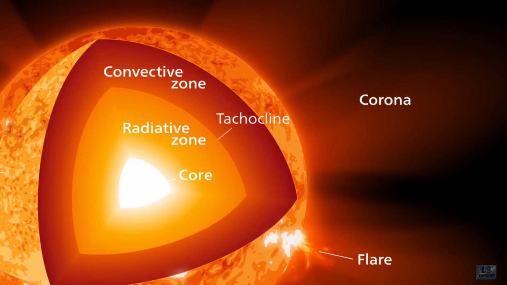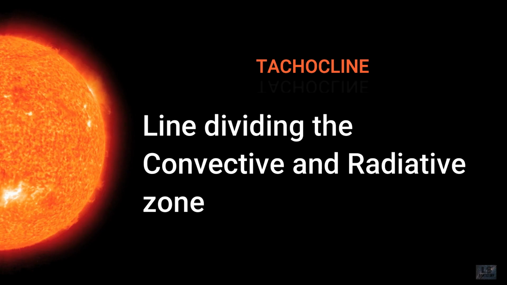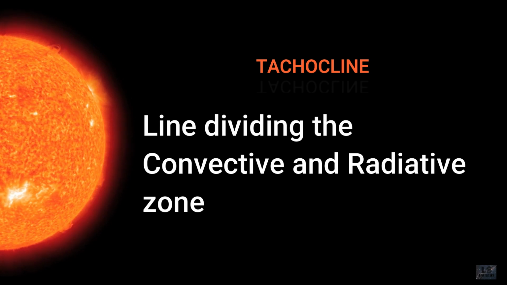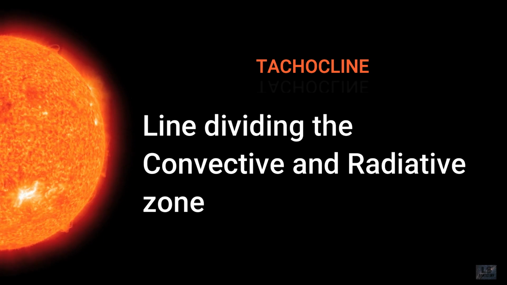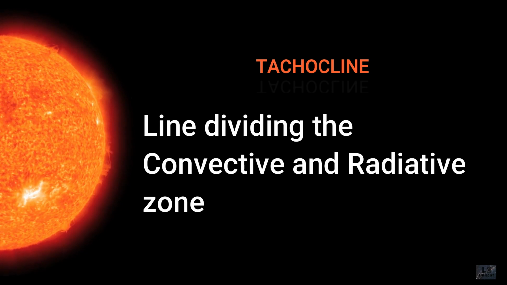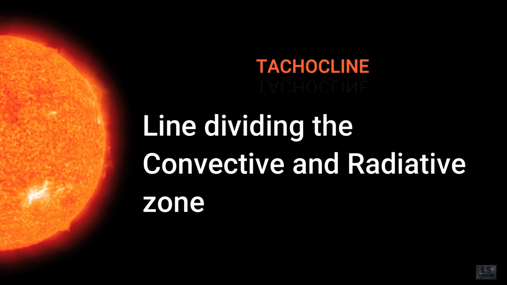Tachocline. The boundary region between the radiative and the convective zones. This is a region where the sharp regime change between the uniform rotation of the radiative zone and the differential rotation of the convective zone results in a large shear between the two, a condition where successive horizontal layers slide past one another.